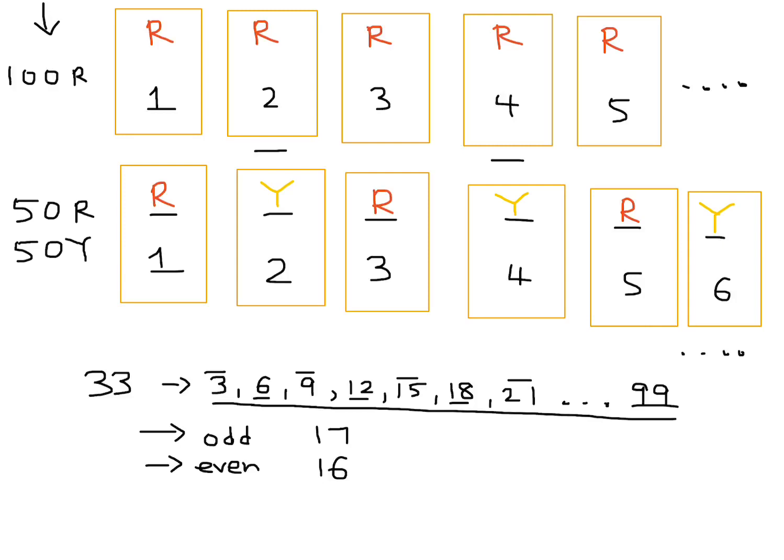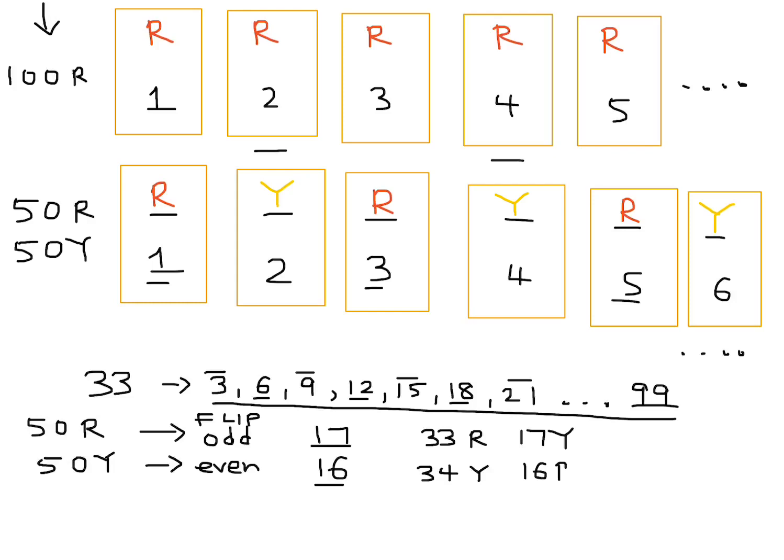So if we are flipping the odds, then what happens? Well, initially you had 50 red cards that had odd numbers on them, and you're going to flip 17 of them. So when you flip 17, 33 remain as they are, and the other 17 that you flipped become yellow. Okay? And then for the cards that are yellow, if you're going to flip 16 of those, 34 will remain as is, and the other 16 now flip and become red. So this is our scenario.